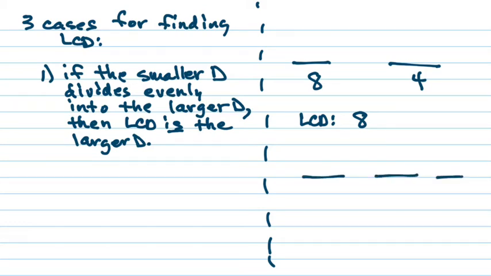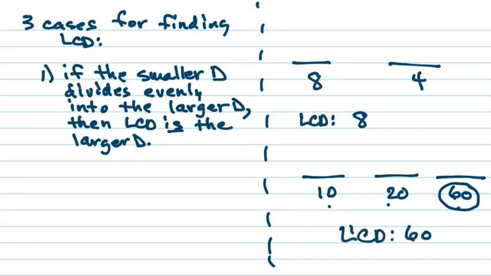Okay? Let's look at another one. All right, let's look at where we have 3 fractions. Let's say we have 10, we have 20, and we have 60. Again, pretty easy numbers. What's the biggest number up here? It's our 60, yes? Will 10 divide evenly into 60? Yes. Will 20 divide evenly into 60? Yes. Then the LCD then is 60. So if the smaller ones divide evenly into the bigger one, it's the bigger one.